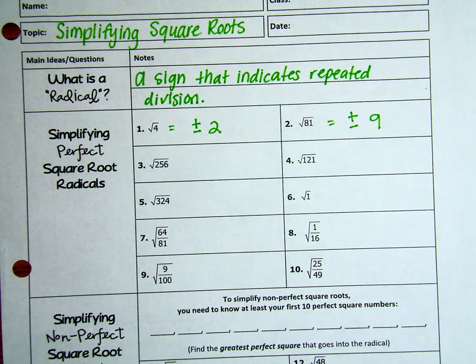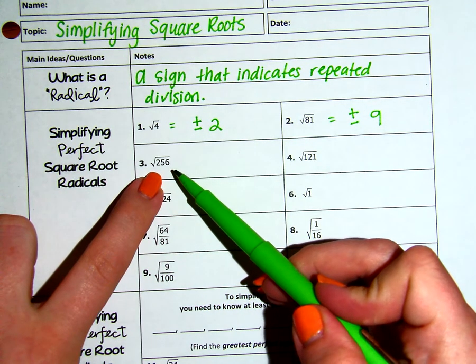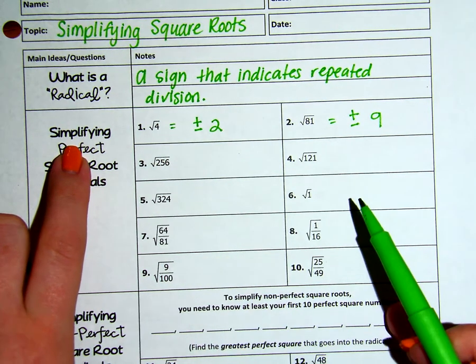Do you want us to simplify it to a decimal? Nope. In this chapter, we're going to leave everything with a radical sign. So right now, just take a couple minutes, figure out what number times what number gets me 256, and I want you to do that for 3, 4, 5, and 6.